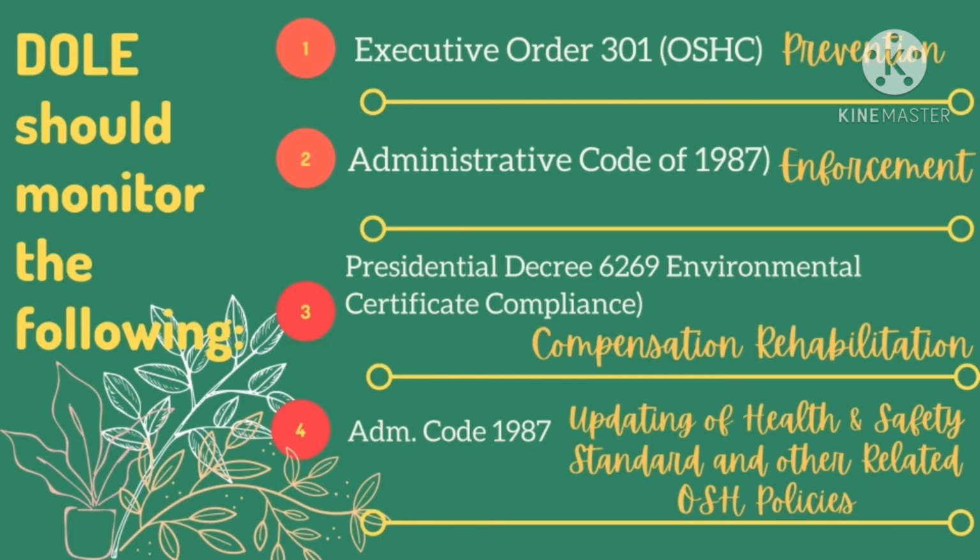DOLE should monitor the following: Executive Order 301 of OSHC talks about the prevention. Administrative Code of 1987 deals with enforcement. Presidential Decree 6269 or Environmental Certificate Compliance talks about compensation rehabilitation. And ADM Code 1987 deals with updating of health and safety standards and other related OSH policies.